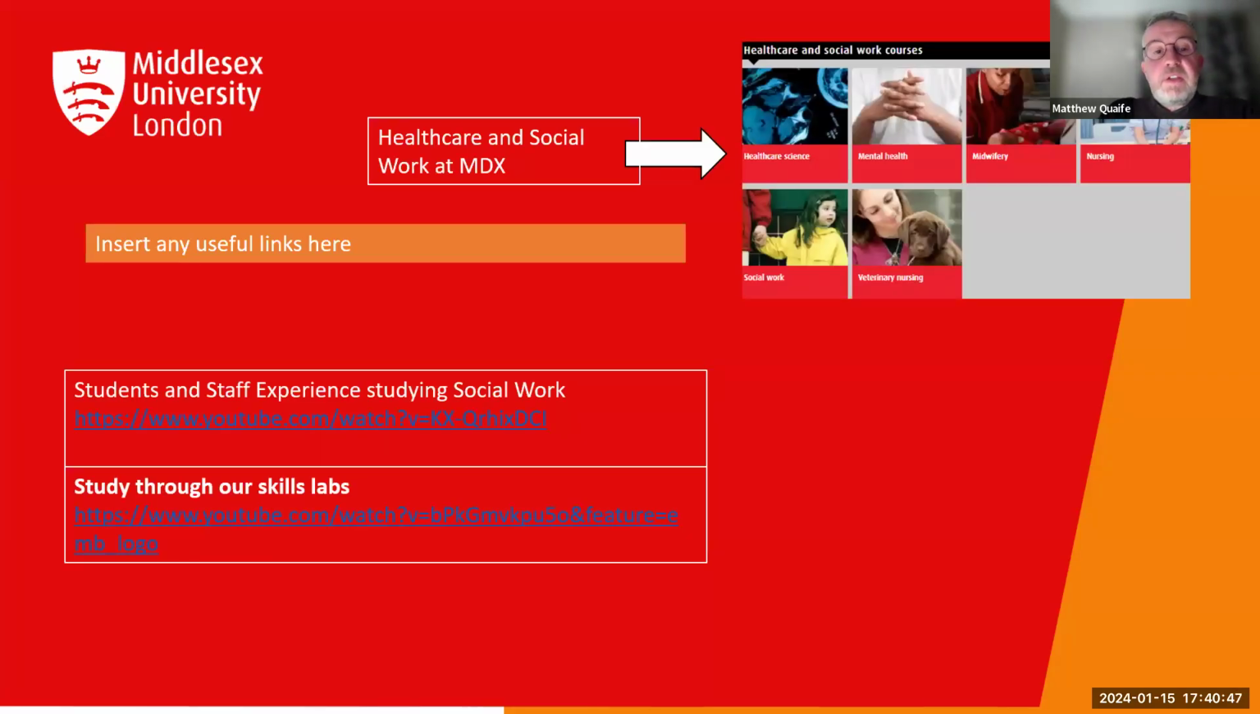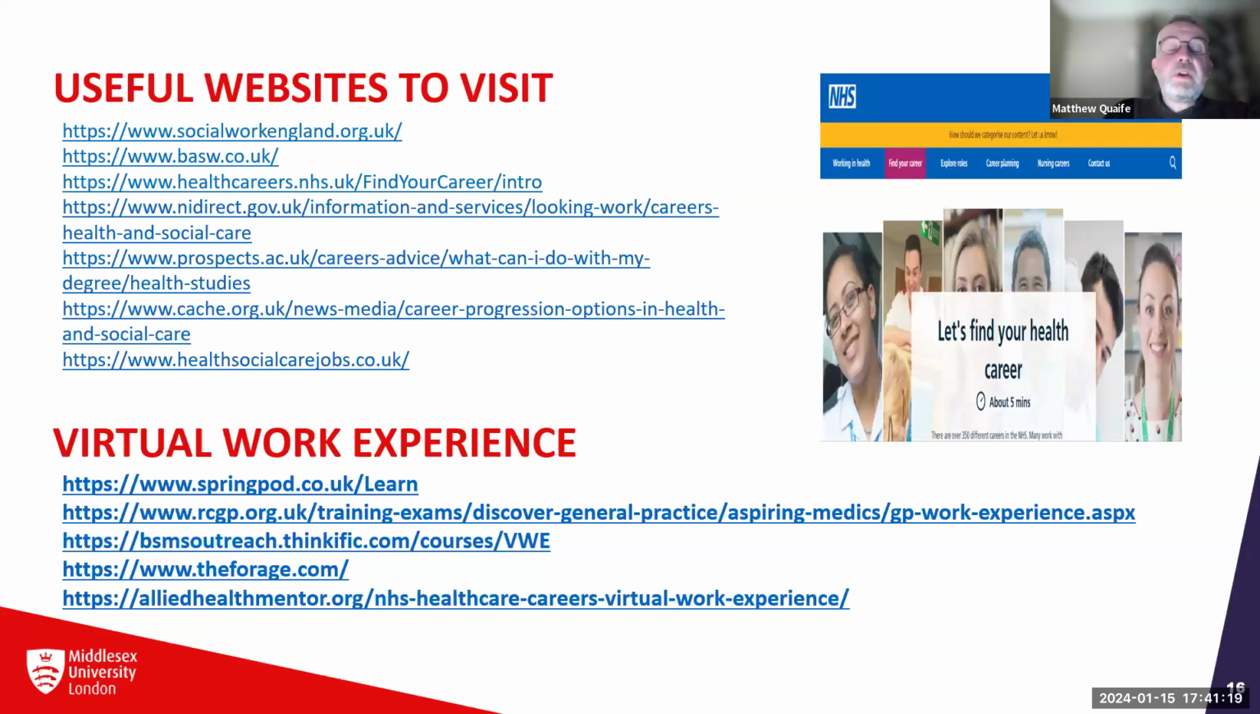I hope that's been a useful presentation in terms of advice for your UCAS application, advice for your interview, and also some information about the placements that we have on offer for our social work programs. We have some links on screen relating to our skills labs and some student and staff experiences of studying and teaching social work. There are also some very useful websites to visit. Please do consider these ahead of your application, particularly your interview: Social Work England, the regulatory body, BASW, one of the representative bodies, and the rest as well, and some further virtual work experience links on screen.